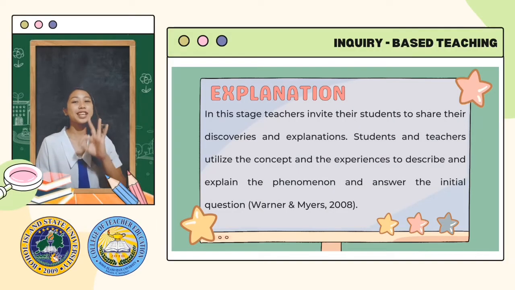So the third E is explanation. In this stage, teachers invite their students to share their discoveries and explanations. Based on the descriptions provided by the students, teachers introduce relevant concepts, principles, and/or theories. Teachers should encourage students to make connections to their experiences during the exploration phase.